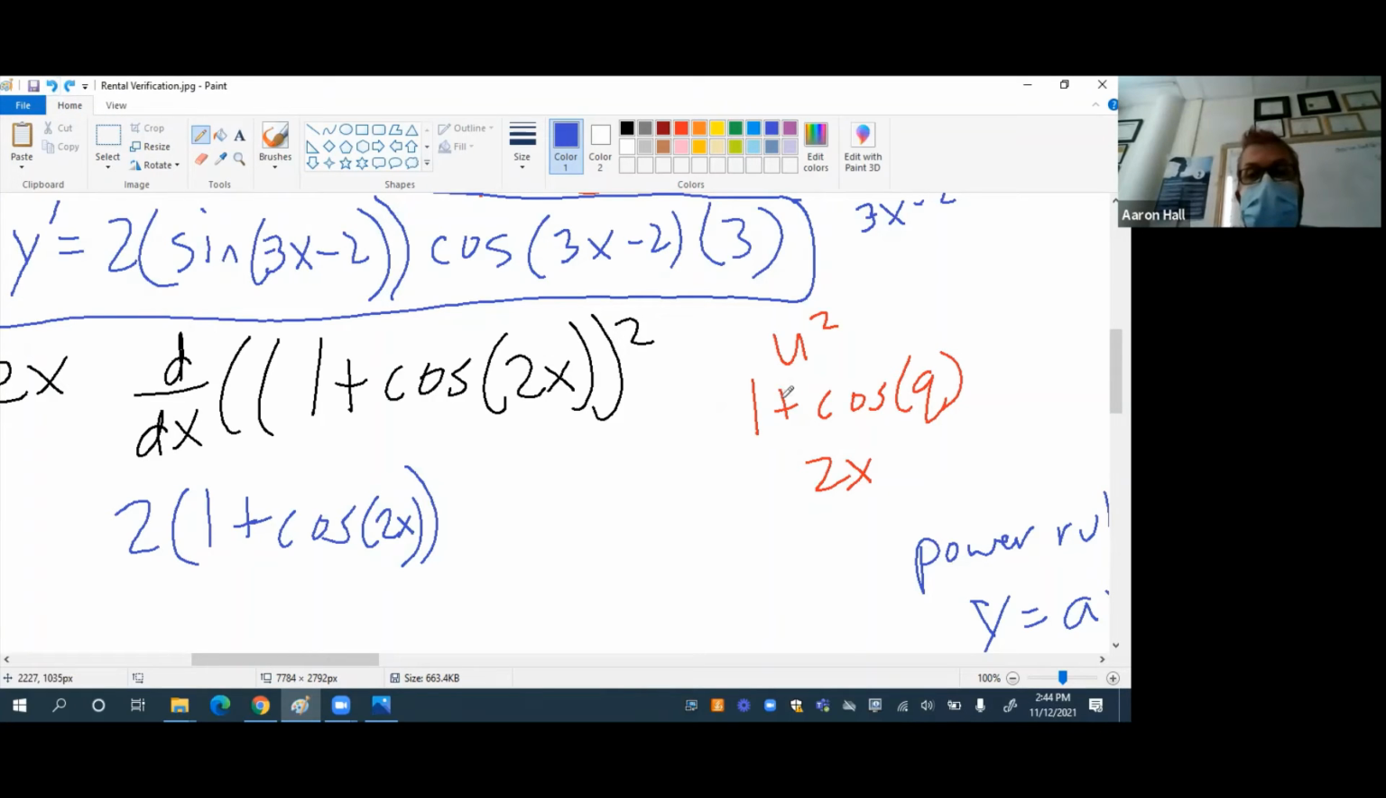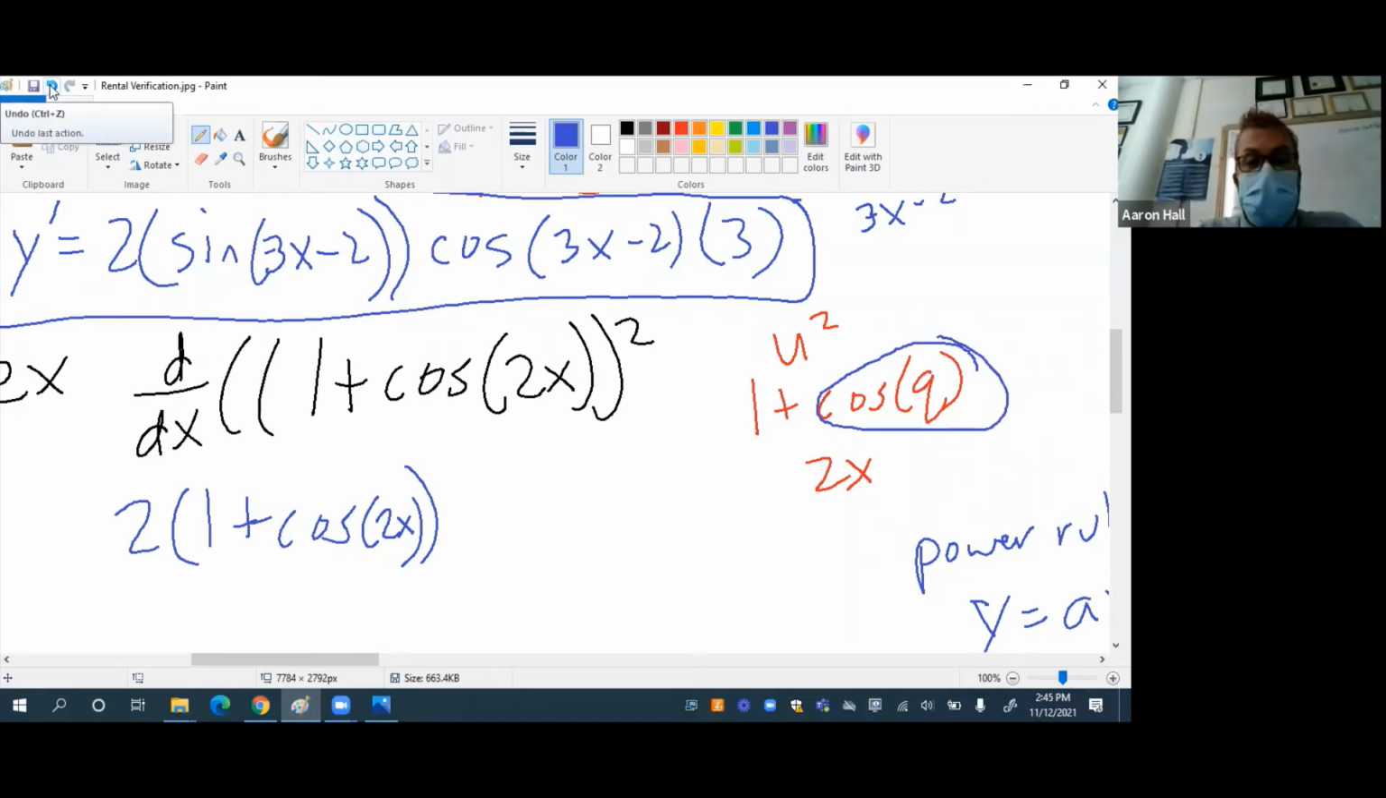What's the derivative of 1? Isn't there no derivative of that? Yeah, the derivative of a constant is 0. So that's gone, that's 0. And then Emma, the derivative of cosine of q. Isn't it negative sine of q? Yeah. Okay. So Emma, you might want to email me for my flashcards.